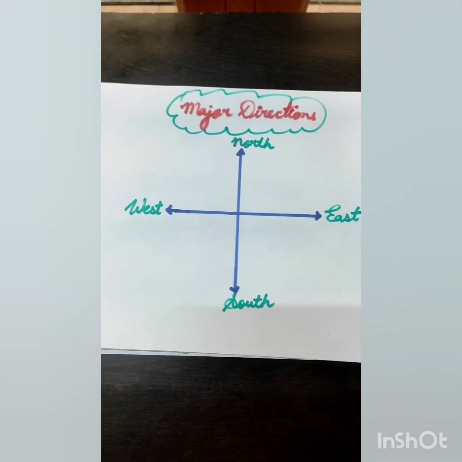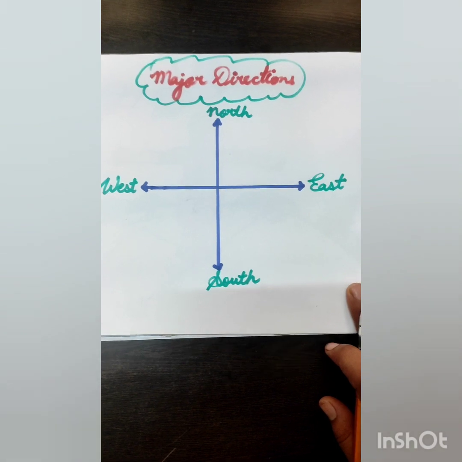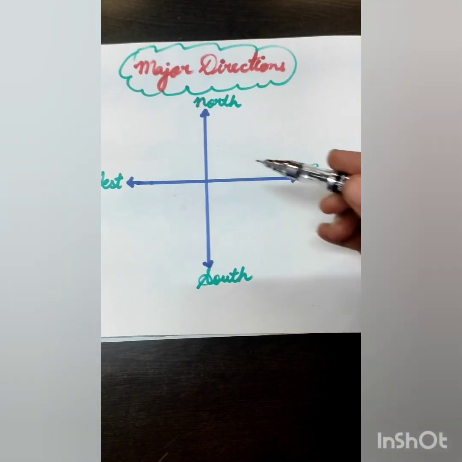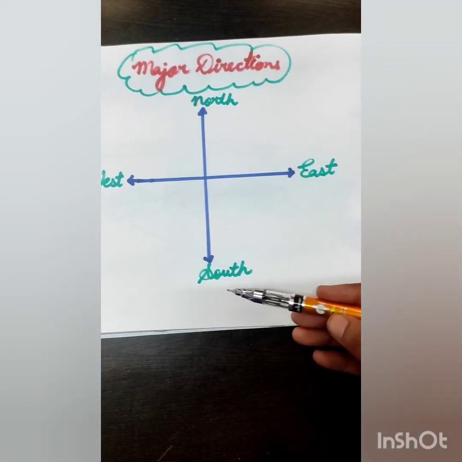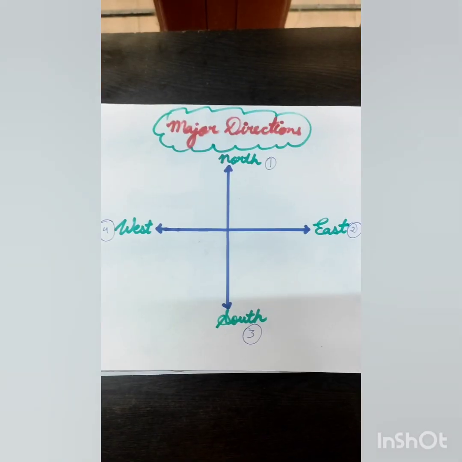Now beta, look at this diagram. This is the diagram of major directions. As I already told you, there are 4 major directions. Number 1 is north, number 2 is east, number 3 is south, and number 4 is west.